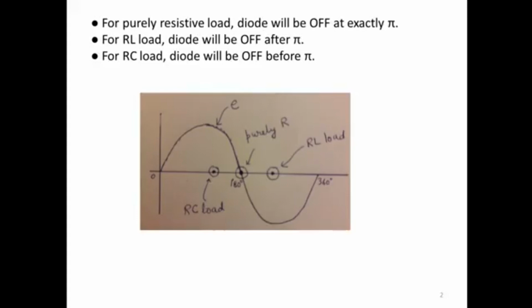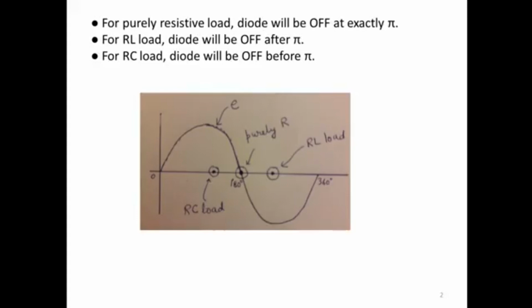And by the way, that is the main reason that the capacitive load is normally avoided in power electronic circuits, because as you can see in the RC load, the diode is off before the half cycle, before 180 degrees. That is, the diode did not even conduct for a half cycle. It will be turned off before 180 degrees for an RC load, because in a capacitor the current will be 0 before 180 degrees, and current 0 means the diode will be turned off.